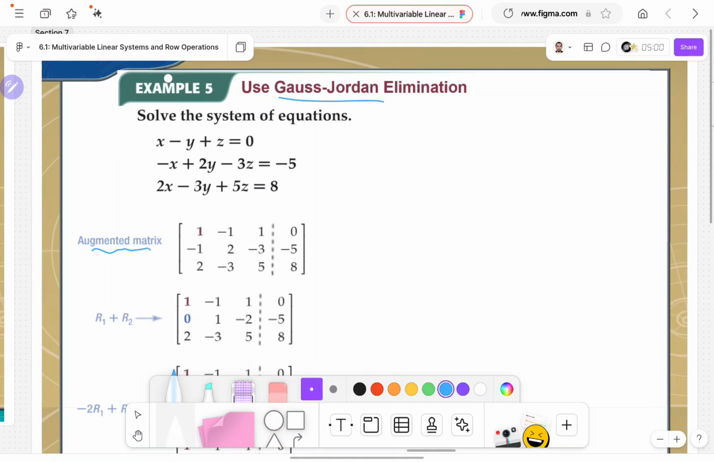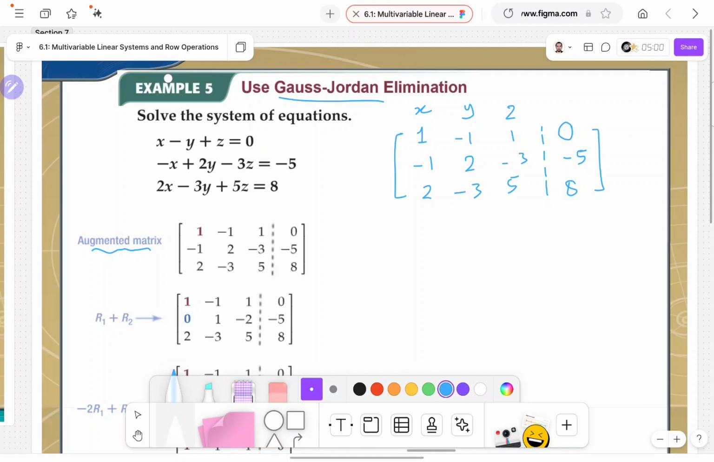So the augmented matrix that we need to write. Let's write it. This row is x, this row is y, this row is z. Then we have the end, which is the number after the equal. So 1, -1, 1, here -1. 2, -3, okay, then here we have 2, -3, 5. Then here is 0, here is -5, here is 8.